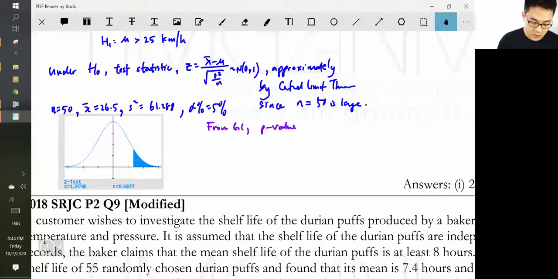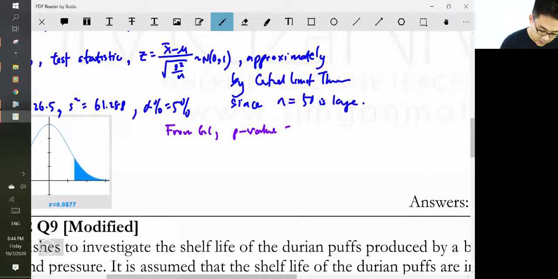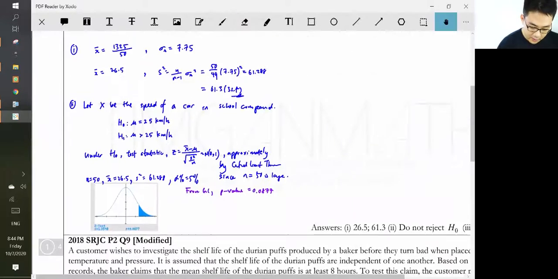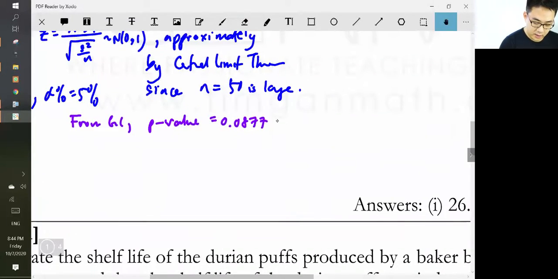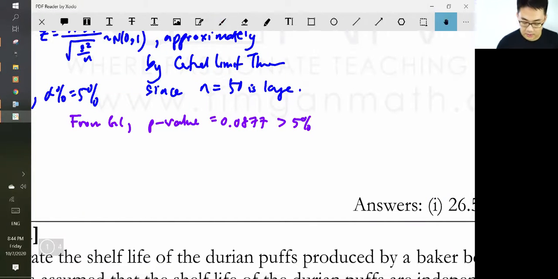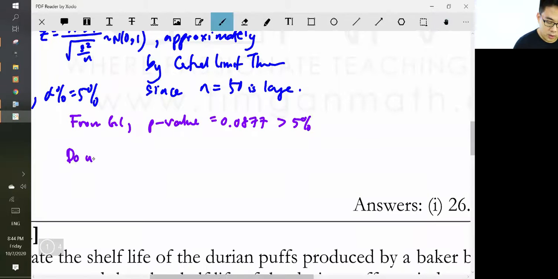Coming to you. Okay. So from GC, the p-value will just be 0.0877. So this is actually more than alpha percent. What's the alpha percentage? You're testing 5%, right? This is more than 5%, which is this is 8.77%. So do not reject H naught at 5% level of significance.